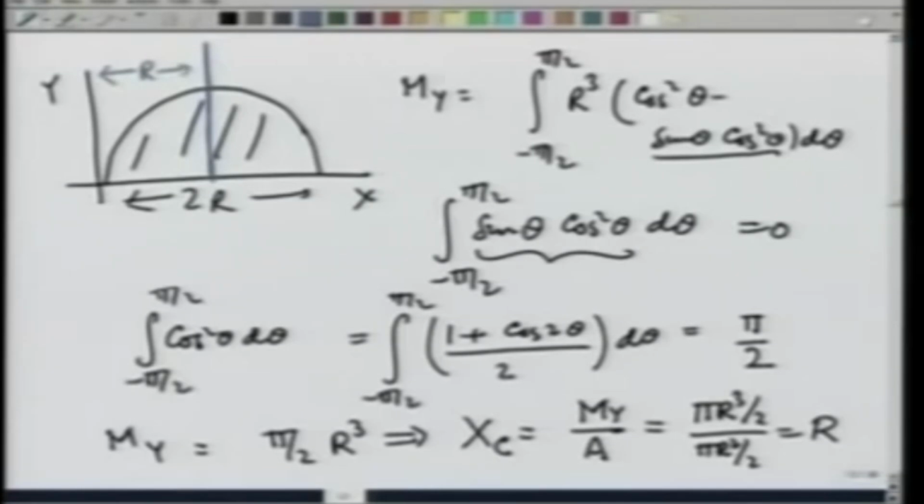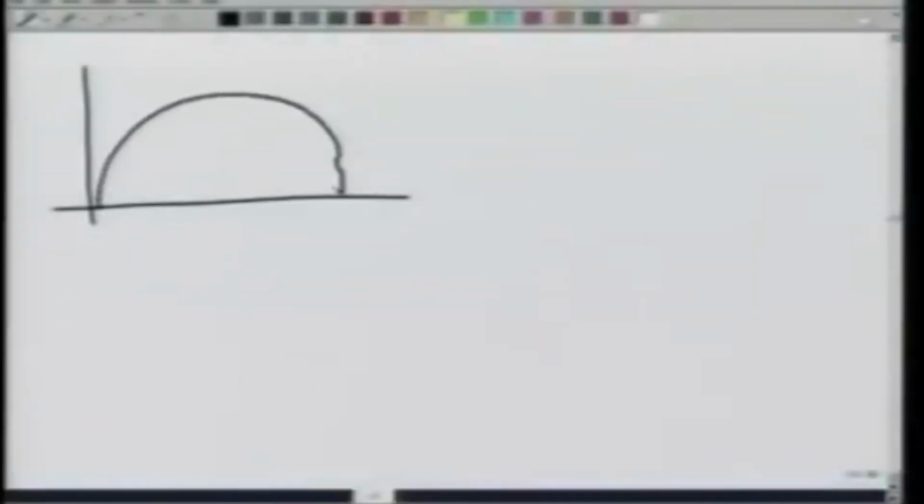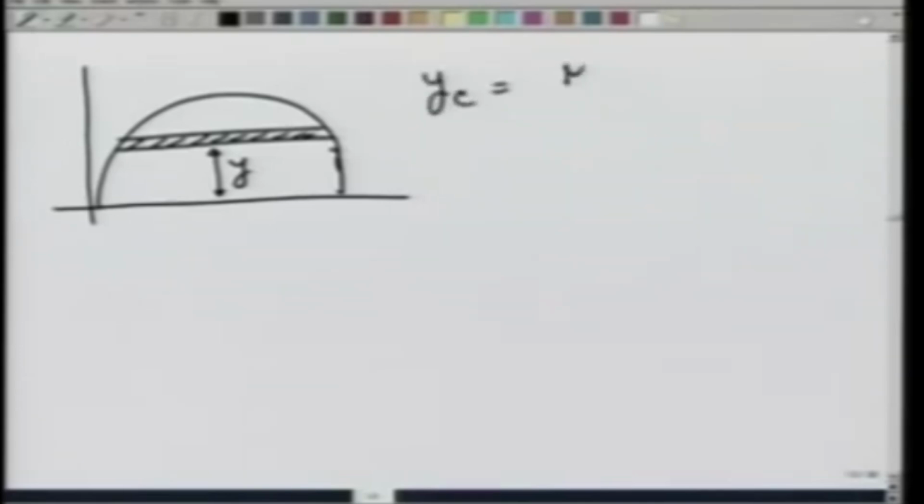How about the y coordinate of the centroid? Let us calculate that. To calculate the y coordinate, I take a strip like this at a height y. So, yc is nothing but mx divided by the total area, which is integration y dA divided by the total area.